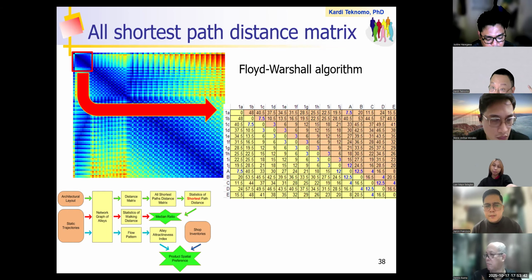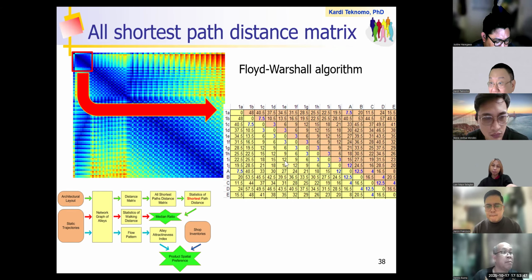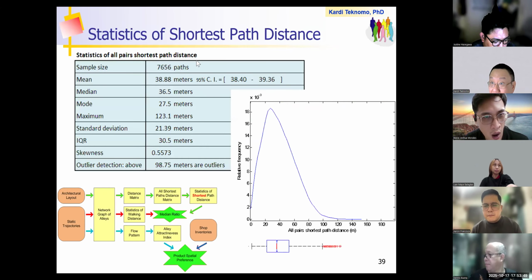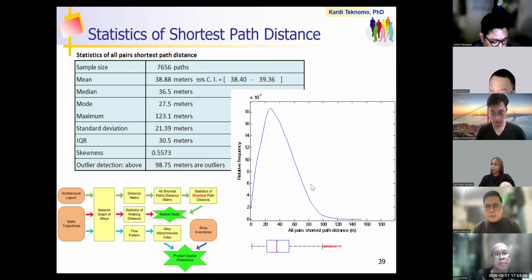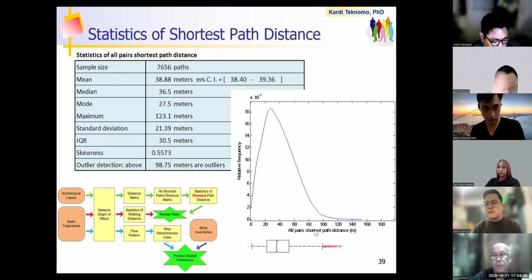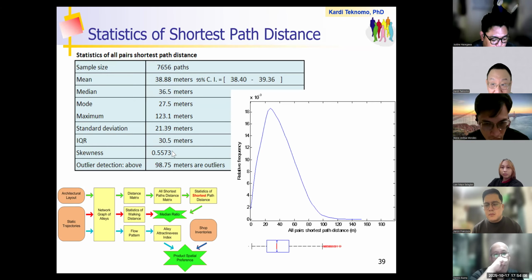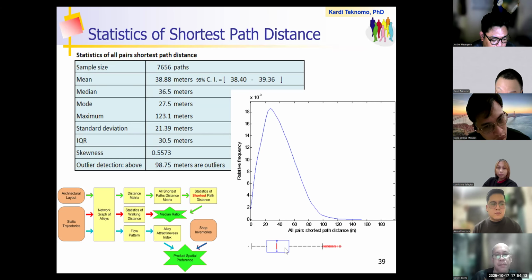Once you have all the shortest paths, then you can get the median, and practically the statistics. You can draw the distribution of all shortest paths. It's not normally distributed. It's shifted toward the left. And these are the statistics: the mean, median, mode, maximum, IQR, skewness, and so on. There is also an outlier, so we can do outlier detection using the box plot method.